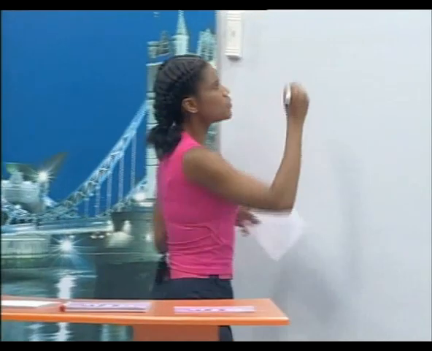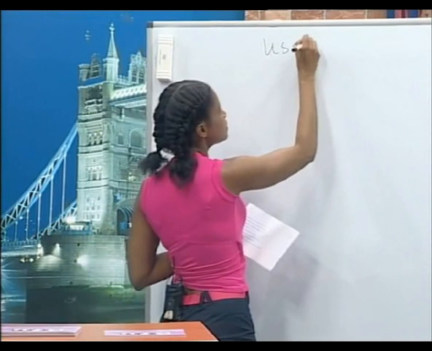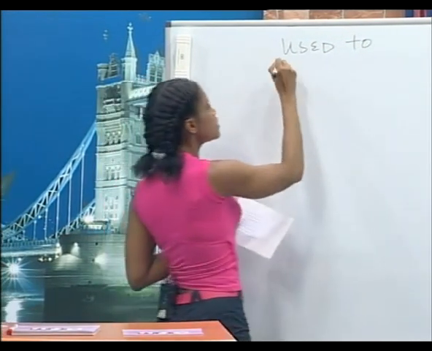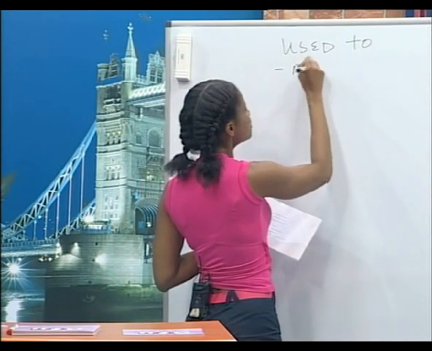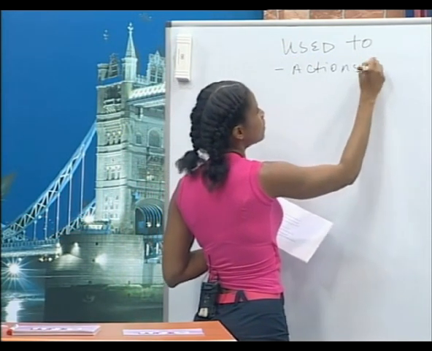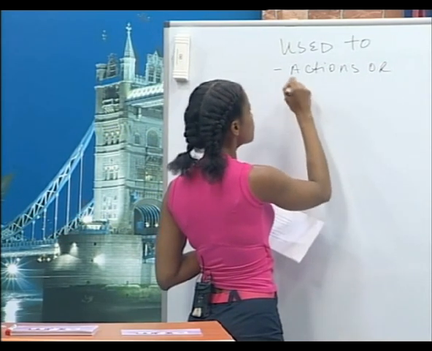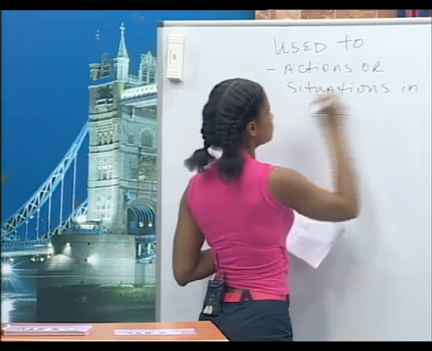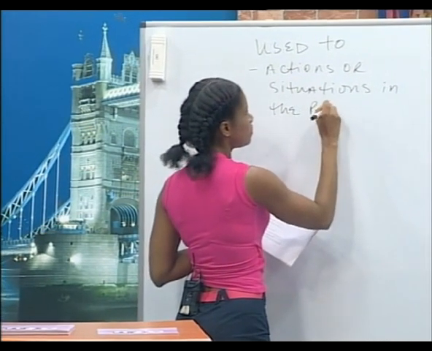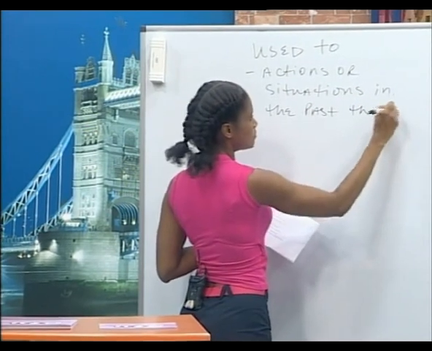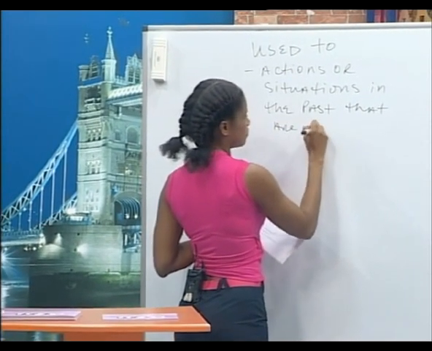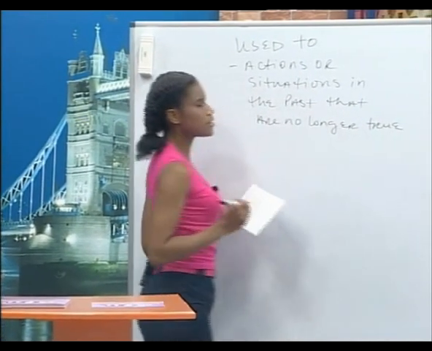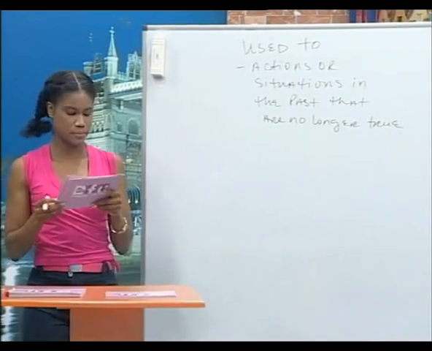Now we can also use used to describe past experiences. So we use used to describe actions or situations in the past that are no longer true, that we no longer do in the past. Okay, let's look at some examples of used to.